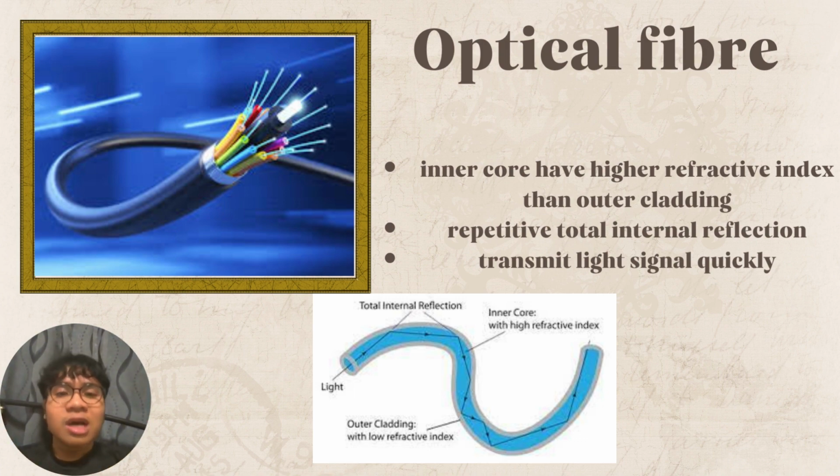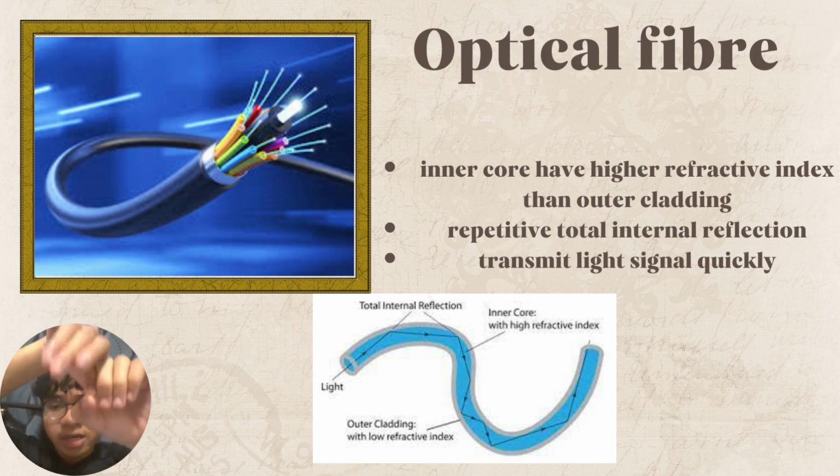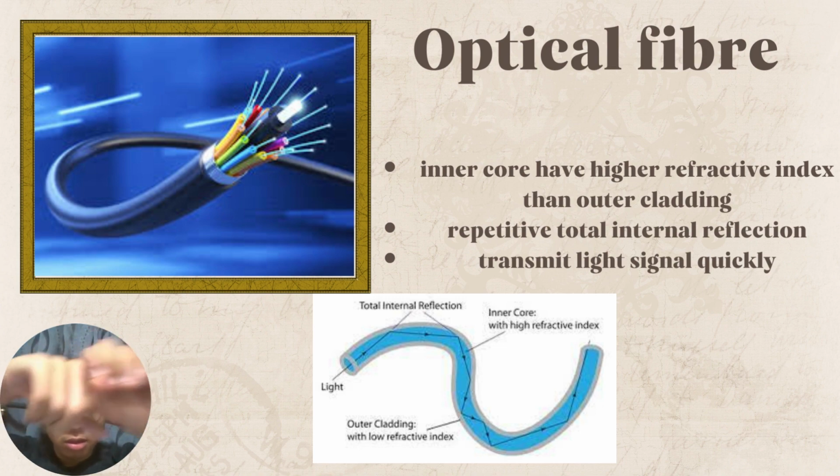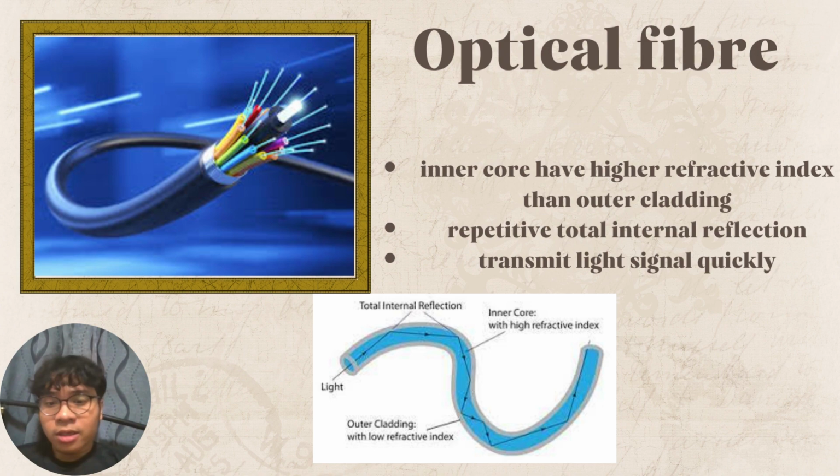Okay, so how does optical fiber works? Okay, so inner core have higher refractive index than outer cladding. Okay, so basically dalam dia ada higher refractive index than luar dia, than the cladding luar dia, that makes total internal reflection occurs repetitively throughout the cable lah. So yeah, it transmit light faster compared to when using normal cables that uses electricity.